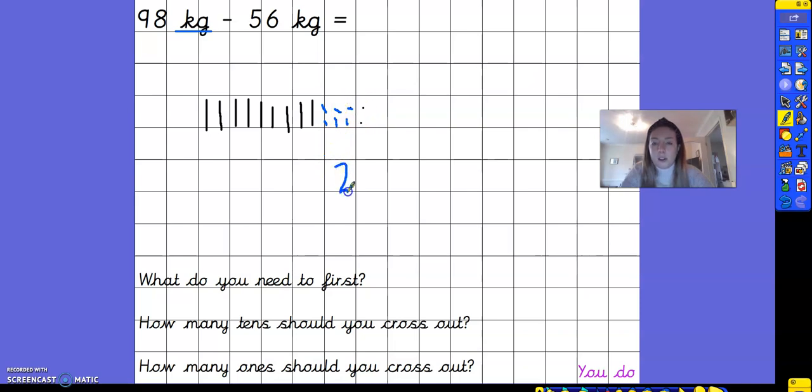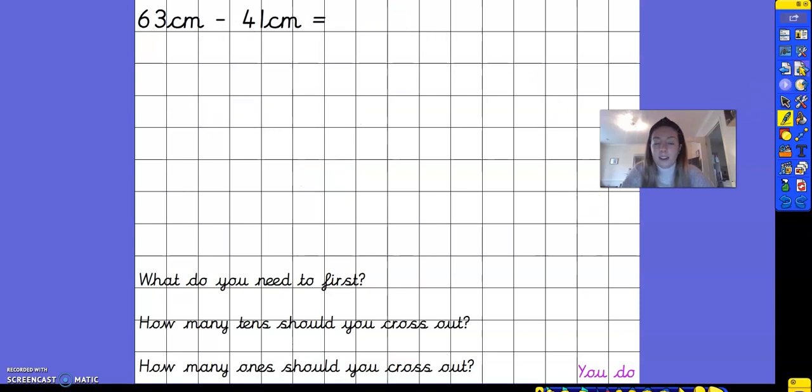So this time I'm going to choose to put my answer underneath as I've crossed them out. It doesn't matter which way you do it. Then we need to cross out 5 10s. 1, 2, 3, 4, 5. How many 10s have we got left? 1, 2, 3, 4. 4 10s is the same as 40. So our answer is 42. 42 what? 42 elephants? 42 kilograms. But we could measure how heavy an elephant is in kilograms.